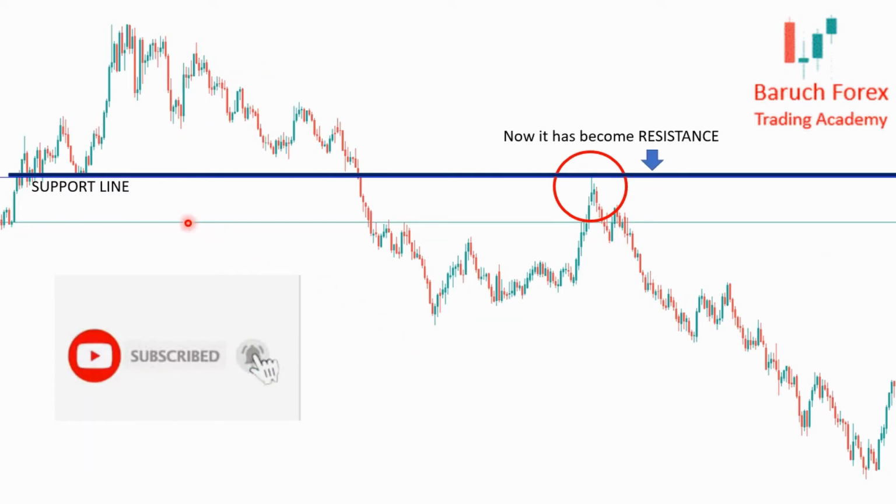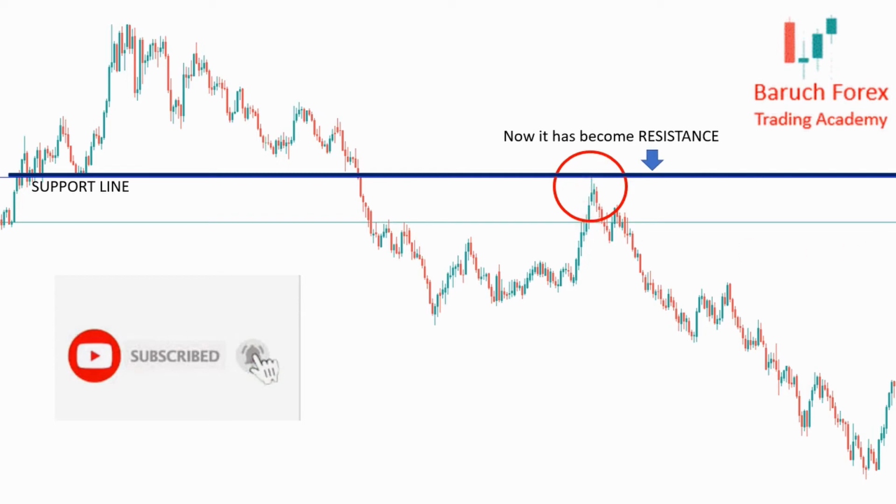Okay, I hope you can see now very clearly here. This is a support line. So the market breaks the support, then goes into a consolidation period, then it retests. So now this support line becomes a resistance line. If you look at this candle here, there is a pin bar candle, because the market has gone all the way up, but somehow or other was pushed down.